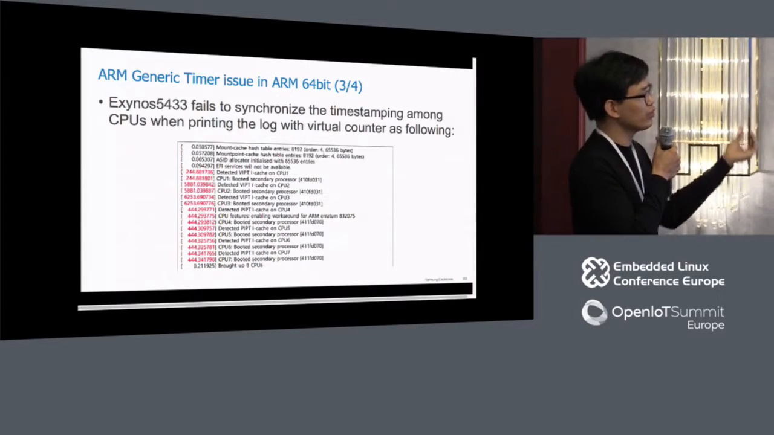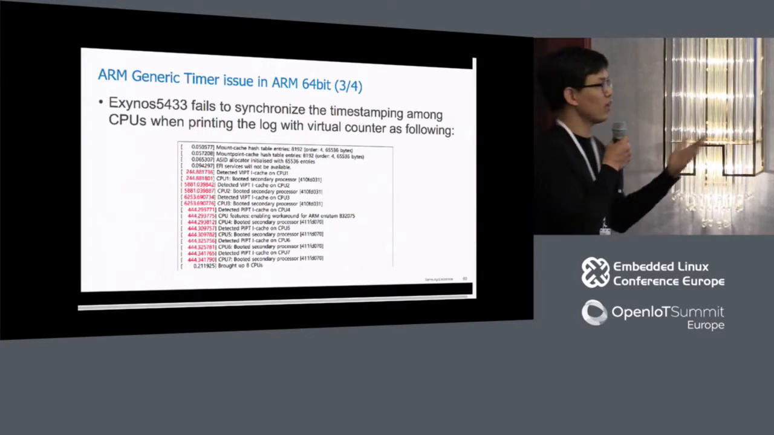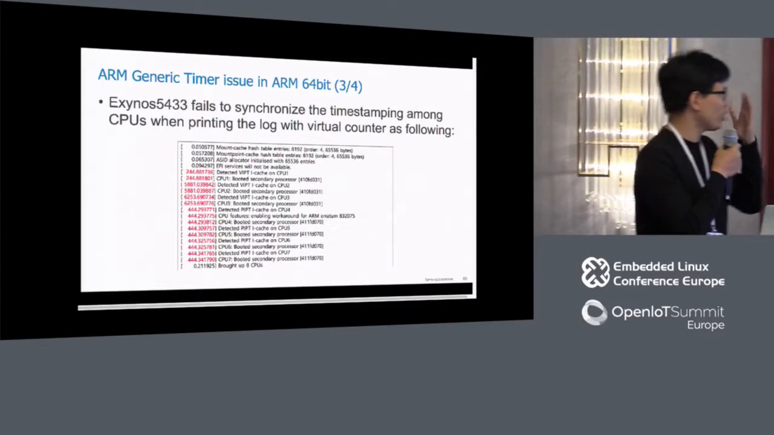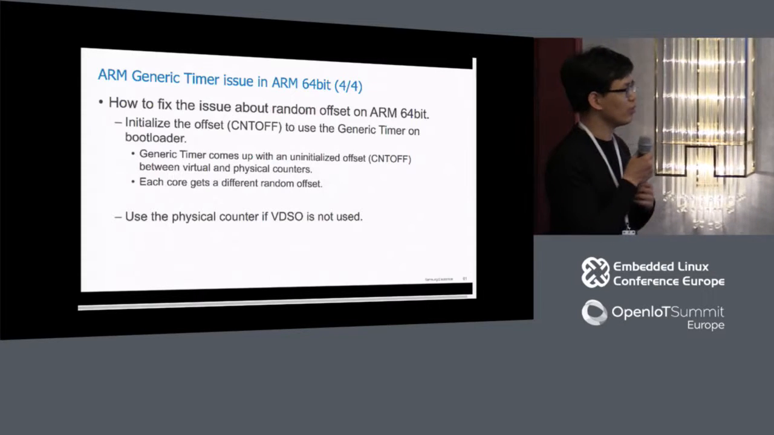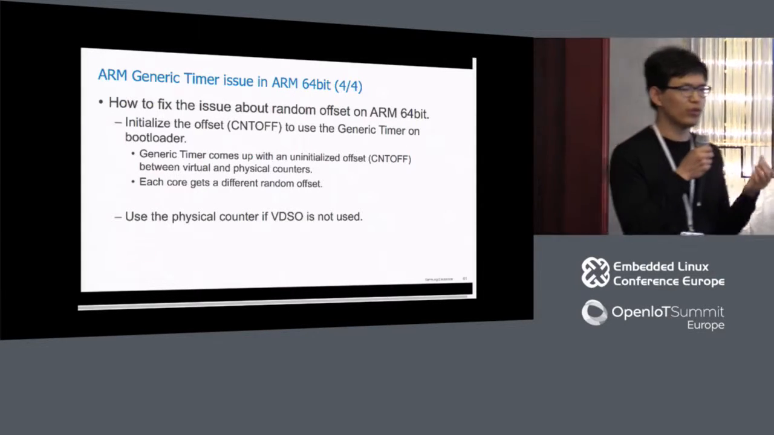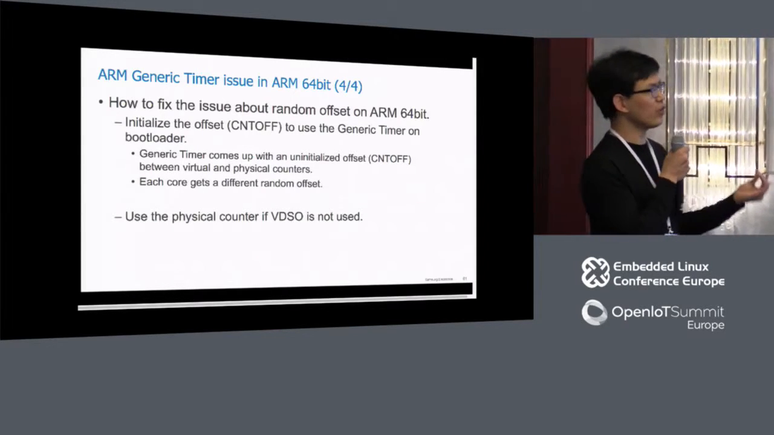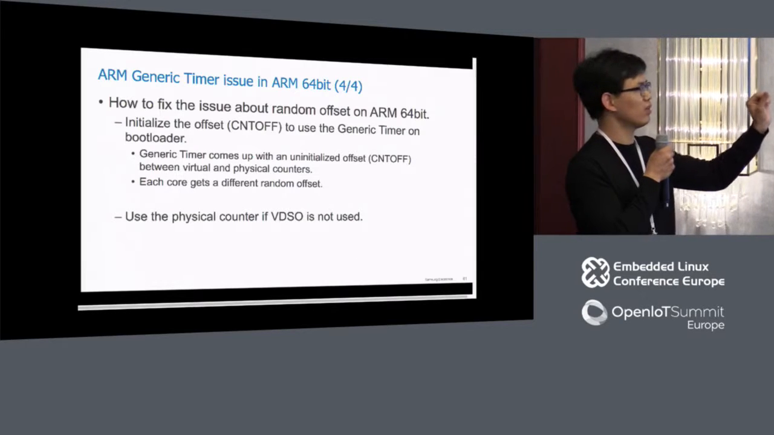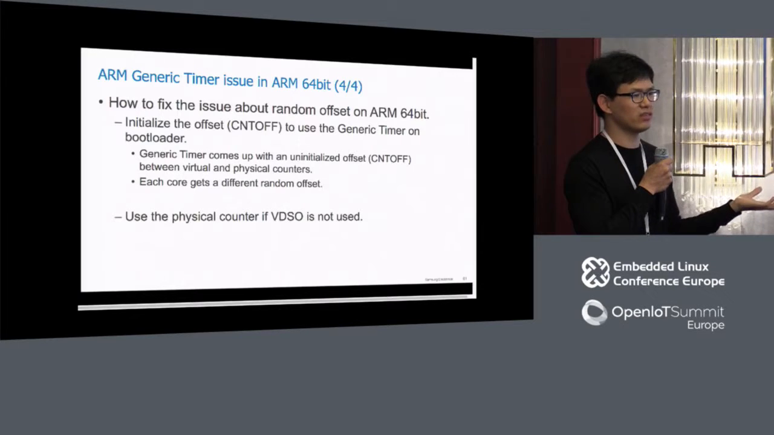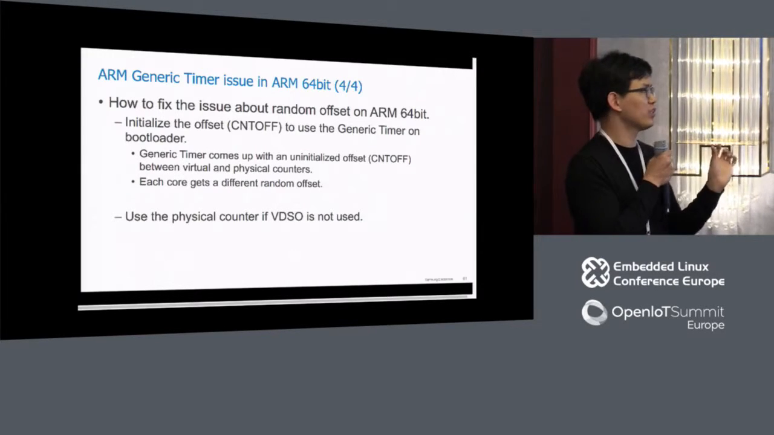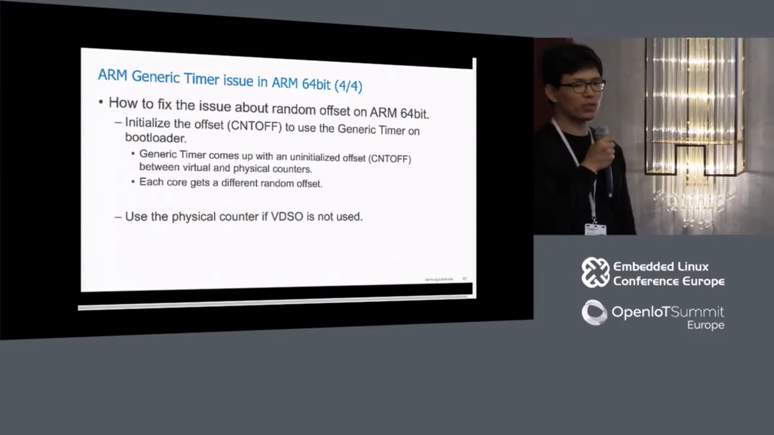I failed to synchronize the time stamping between the CPUs when printing the log. So I tried to find the cause. If we want to use the virtual counter on the ARM 64-bit kernel, we should initialize the counter offset register in the bootloader. If this register is not initialized, each core gets a different random offset, so we get some painful issues.